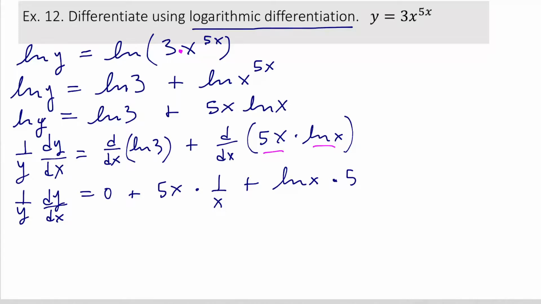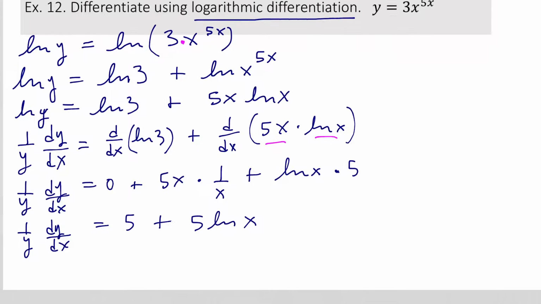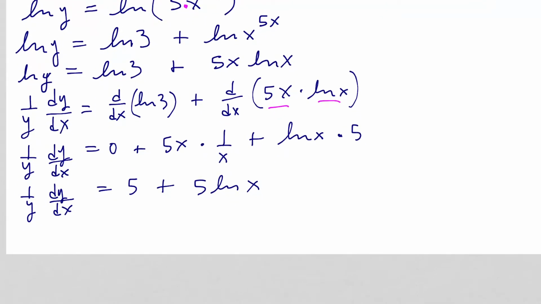So now what I have is 1 over y. So that's 5x over x, that's 5. And then this is 5 ln of x. All right, so the next step is to solve for dy dx. And this will be your derivative. So I have to multiply both sides by y.